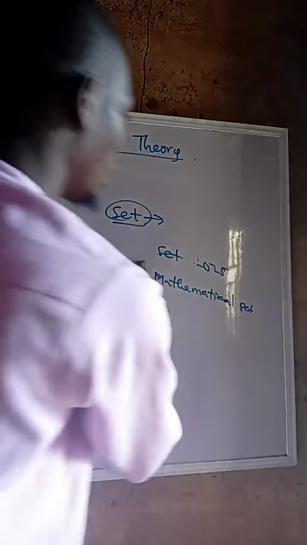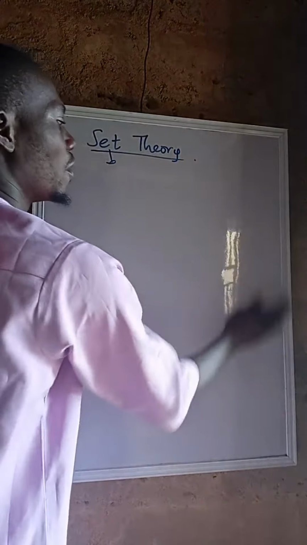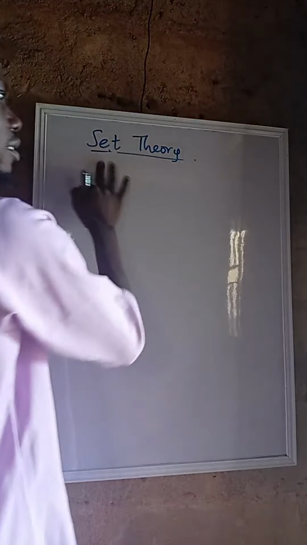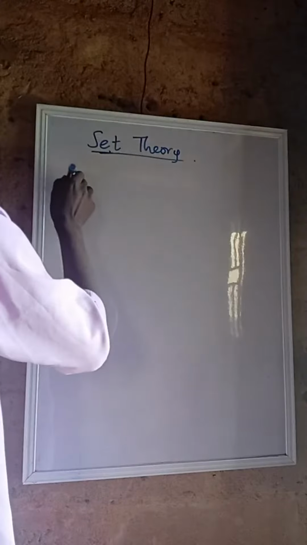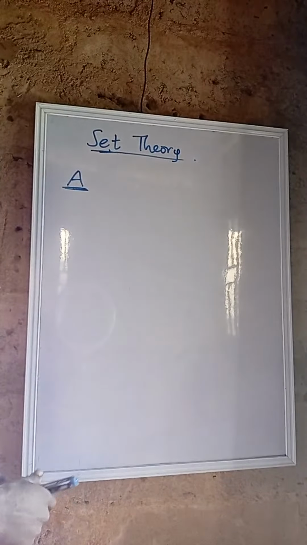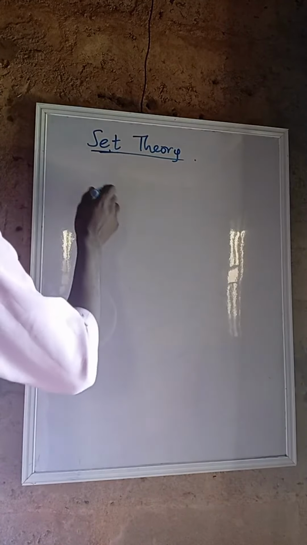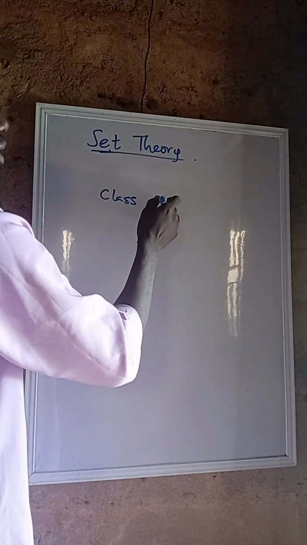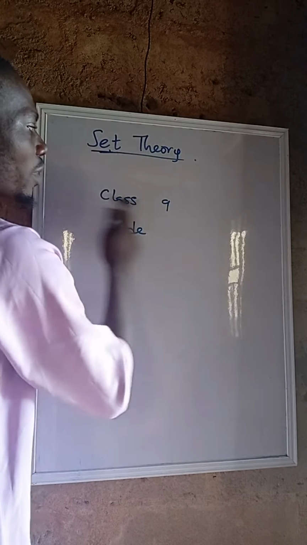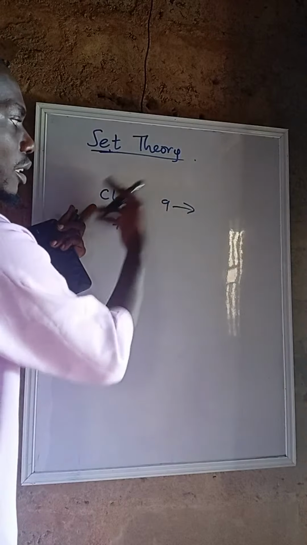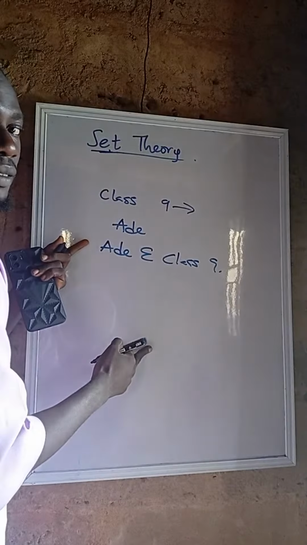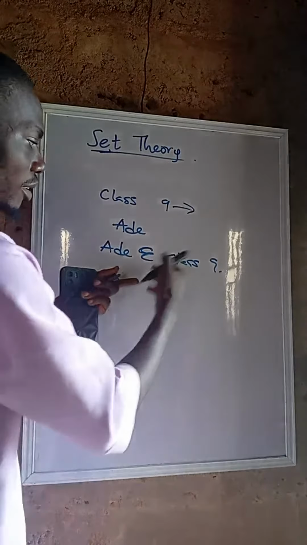Then we'll be moving on to the types of sets, but before that we'll look at what a set itself is. Anytime you are writing a set, the set itself is written in capital letter, while its members are written in small letter, though it is conventional. For example, class 9: a member of class 9 is Ade. The set of class 9 is a collection of a well-defined object. So Ade is an element of class 9. This symbol ∈ here represents what? Element, a member of the set.